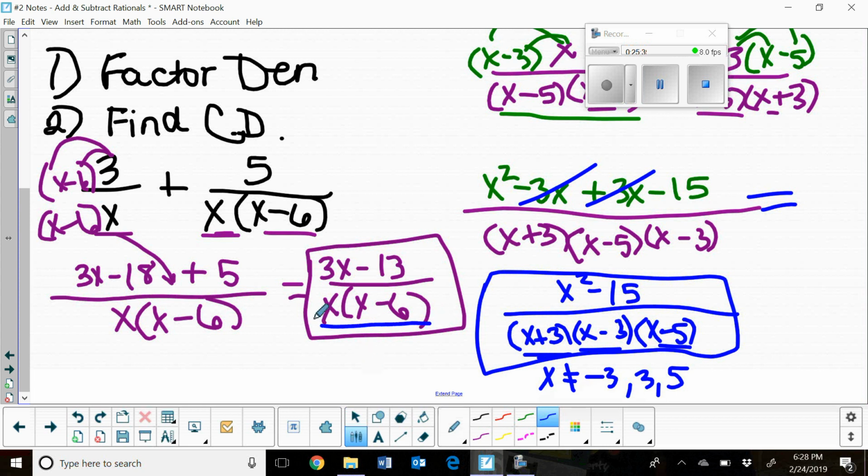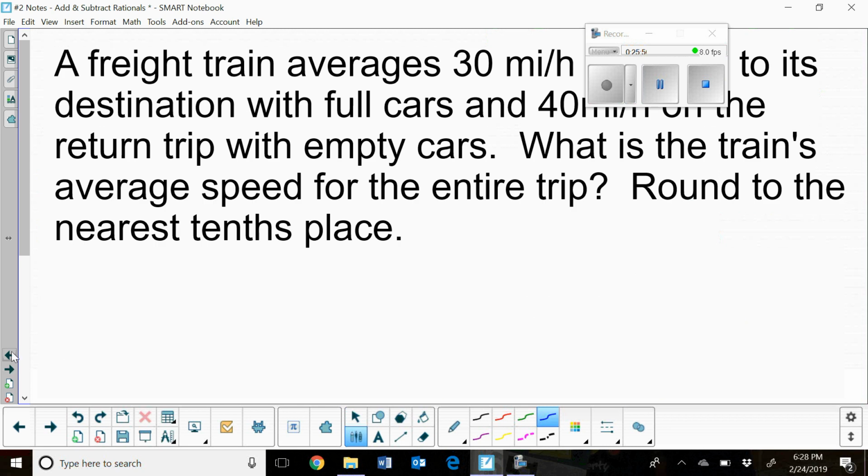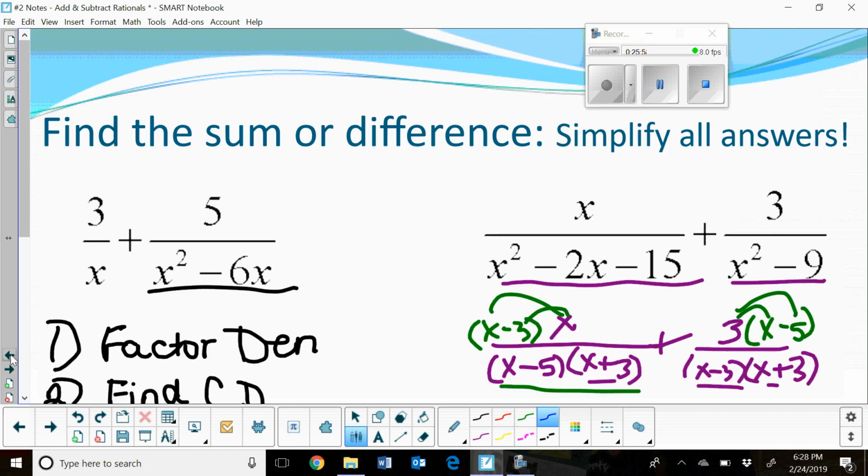From this problem, what are my excluded values? X cannot be 0 because, right, I've just got a term factored out and x factored out, and x cannot be +6. So there are those two examples, okay? Now, we're not going to do the word problems for today. You're going to be doing well just to be able to add and subtract these.